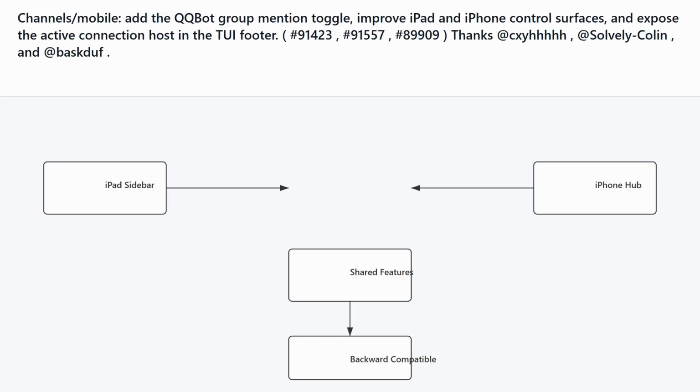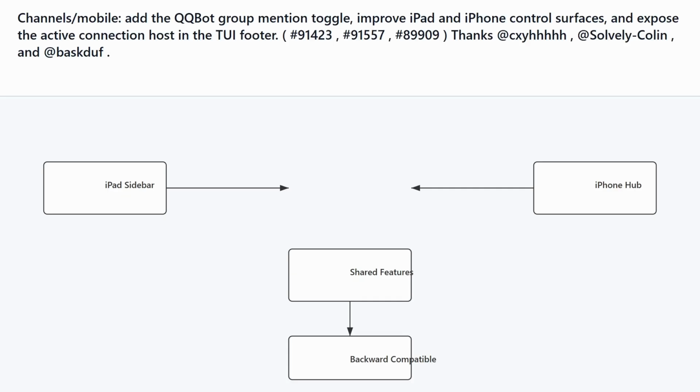The mobile control surfaces for iPad and iPhone received significant improvements. On iPad, the app now uses a sidebar navigation model that mirrors the macOS interface. Destinations like Workboard, Skill Workshop, and Settings appear in the sidebar with dedicated screens.